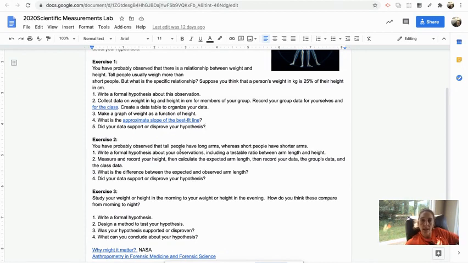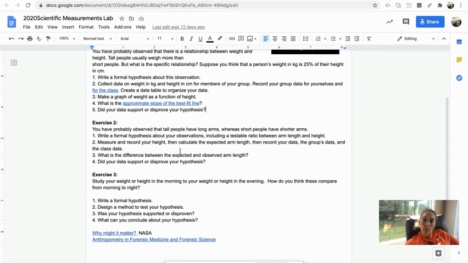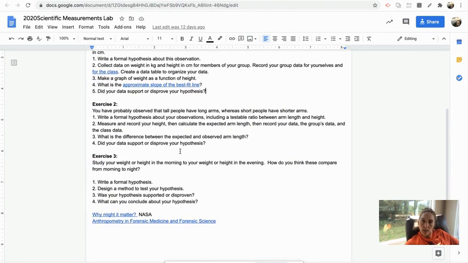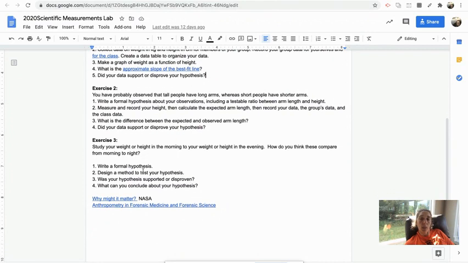Exercise 2, same exact thing, except for now we're going to look at the height compared to our arm length. So you're recording and comparing those 2 and looking at the difference between your expected and your observed arm length. So make some predictions and then measure it, and then let's look at how close you were to what you expected. And then study your weight and height in the morning versus the evening. Write a formal hypothesis, design a method of how you would test that, and then find out if it's supported or disproven.